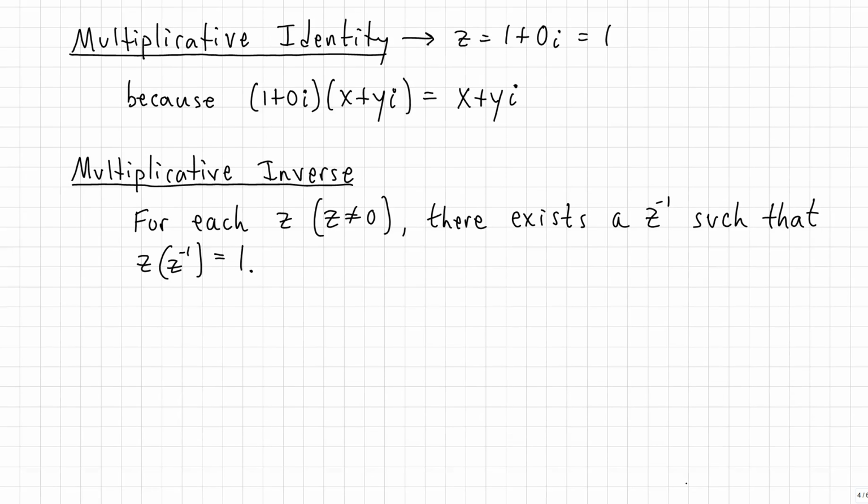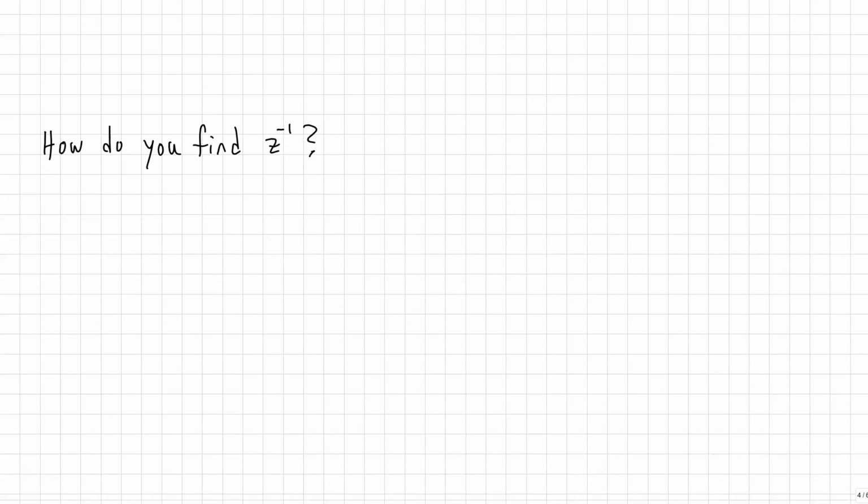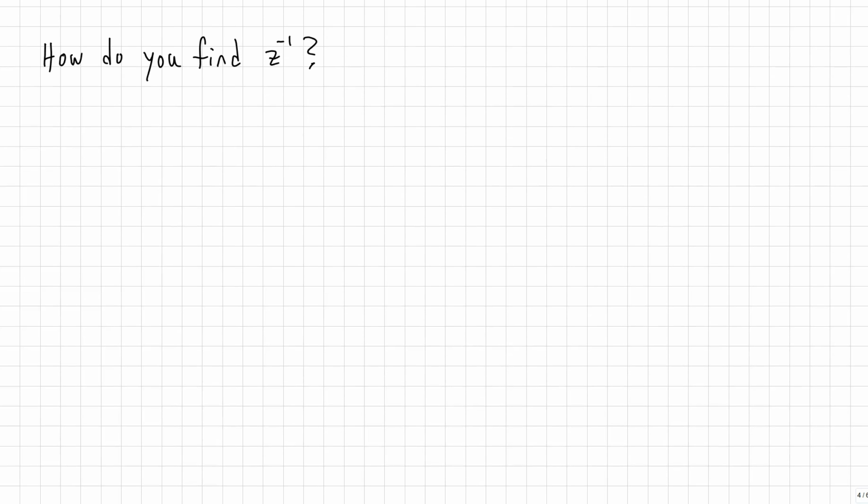All right, so how do you find this multiplicative inverse? It's not as easy as the additive inverse, where you just do the opposite of those real numbers x and y. But how do you come up with this multiplicative inverse? It's actually not as obvious as you might think. So let's see if we can figure out how to come up with a multiplicative inverse for any complex number.